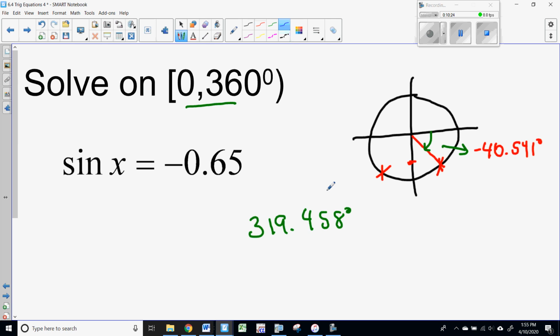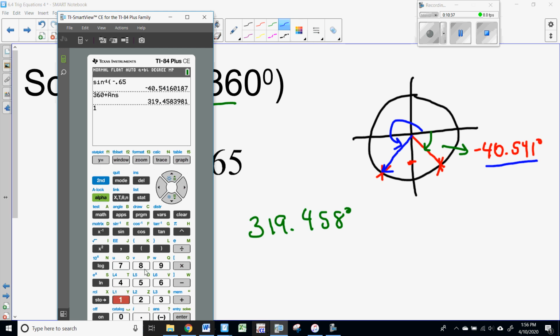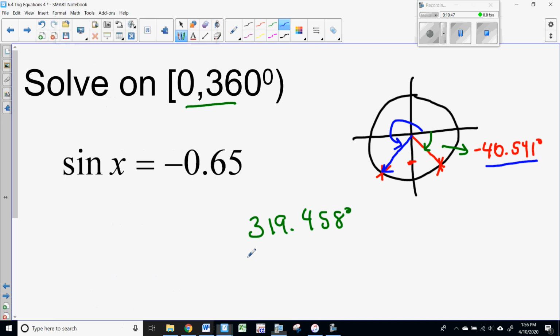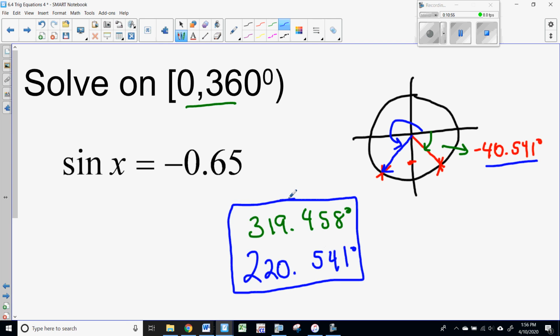Now, how do I find my other answer? Well, I know that this angle is that same 40.541 past 180. So I'm going to take 180 plus 40.541, and so I get 220.541. So you can see a big part of doing these is drawing the picture and using what comes from the calculator and from your picture to help figure this out.